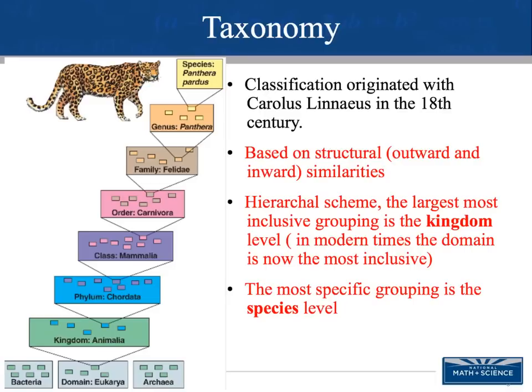In more modern times, we have replaced the largest grouping with the term domain. So the domain is now the most inclusive group, and then after that comes kingdom and phylum and order and class and genus and all that good stuff. The most specific grouping, so the one that has the least amount of organisms in it, would be the species. So we start off in a domain, and then we trickle down to the species level.